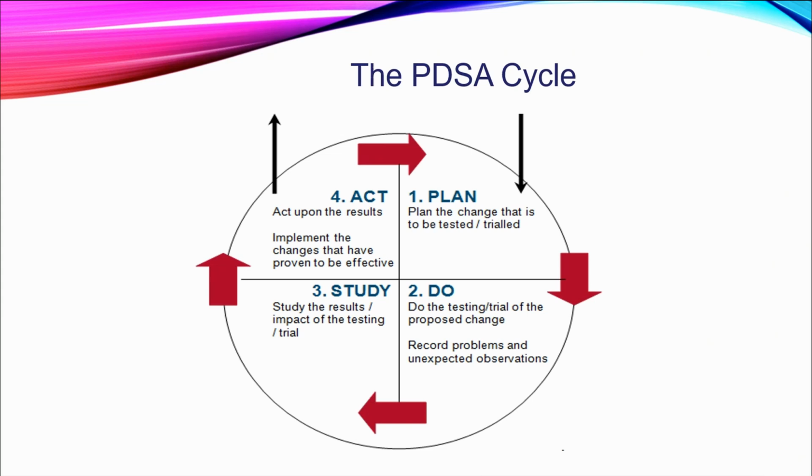The do is when we put it into action and observe what's happening and take our measures. We then study by looking at the measures and finding out what impact the change has had. What do we need to change, stop doing, or continue with? Finally, we come back to act. Now that we know what we know, how shall we run the next cycle?